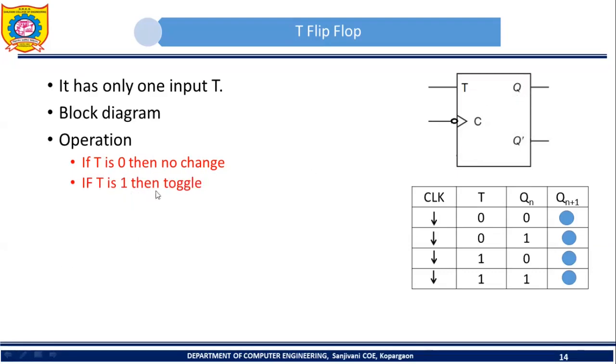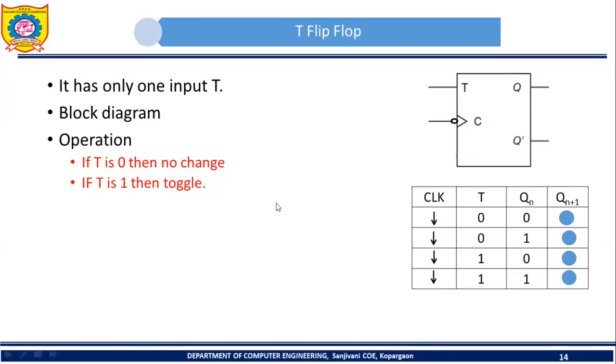Then if T is 1, what change is going to happen in the T flip-flop? Then the output of the T flip-flop is going to toggle. So simple. If T is 1, then what change will happen in output Q? If the previous output is 0 then the next output will be 1. If the previous output is 1 then the next output will be 0.